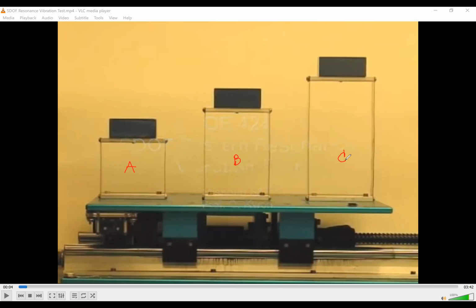So in terms of frequency, we often refer to the equation saying that omega equals the square root of K over M. Since the systems have the same mass, we can expect that the frequency of building A is higher than the frequency of building B, and the frequency of building B is higher than that of building C.